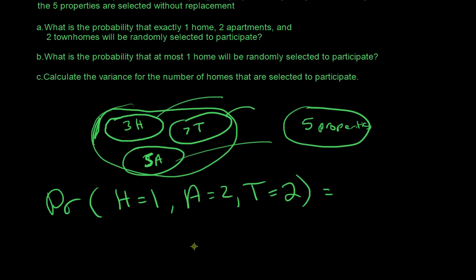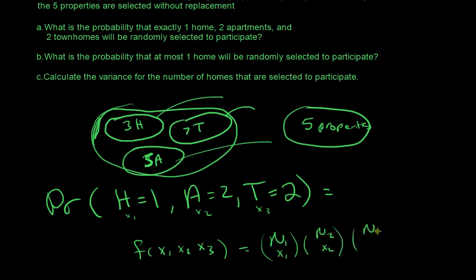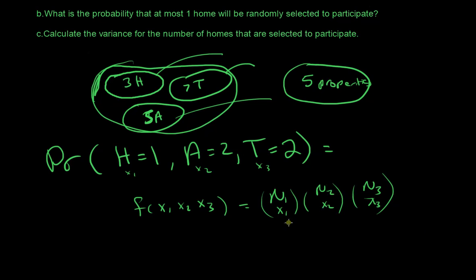So let me go and write down that function. I'm going to write it down here so that way I don't need to look back and forth. So I'll use x, x1, x2, x3. So h is x1, a is x2, t is x3. Okay. This is n1 choose x1, n2 choose x2, n3 choose x3. All divided by N choose little n.